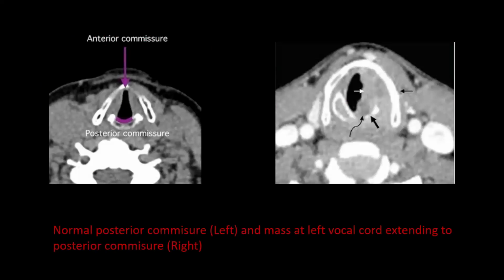Again, we can see the normal anterior and posterior commissure on the left side. On the right side, we can see a mass starting at the left vocal cord and extending into the posterior commissure, seen by the curved black line.